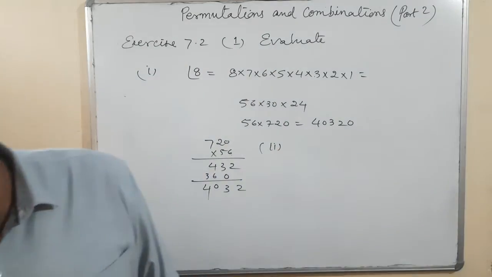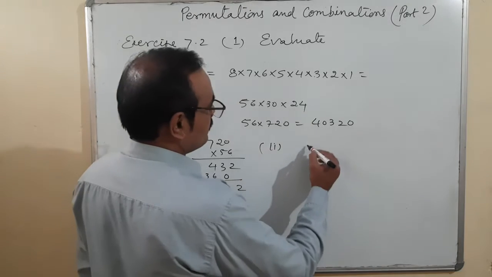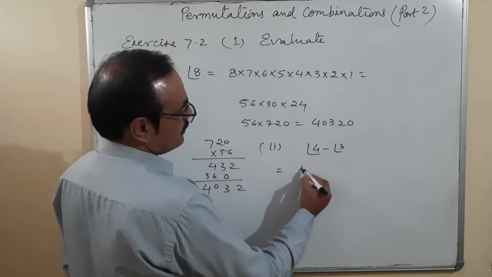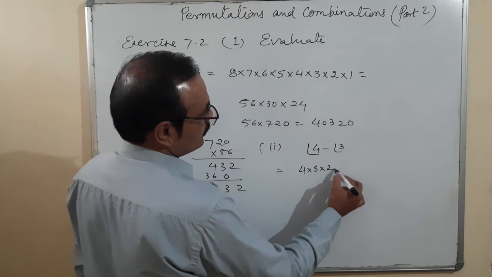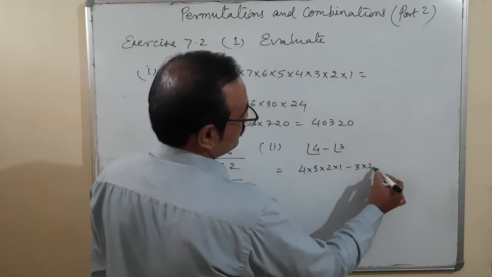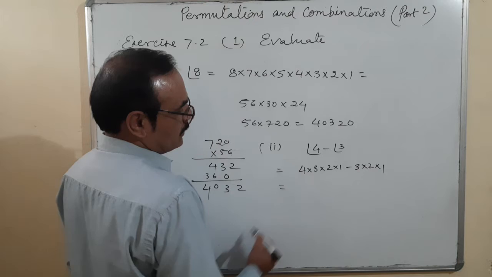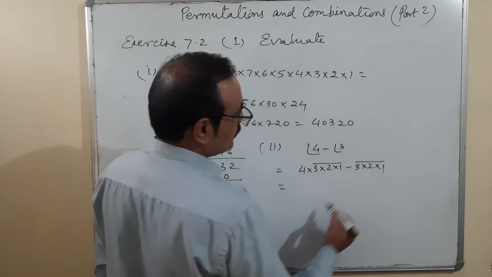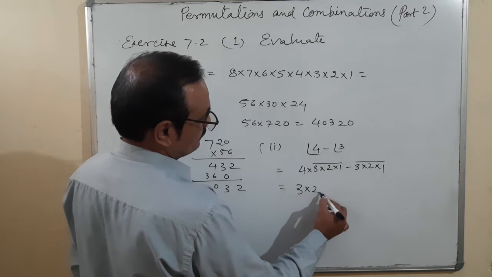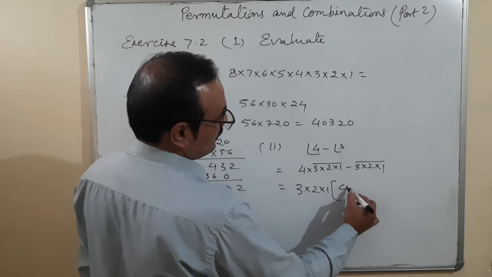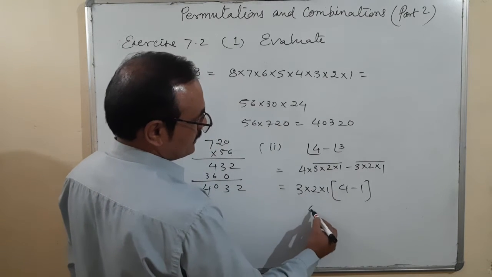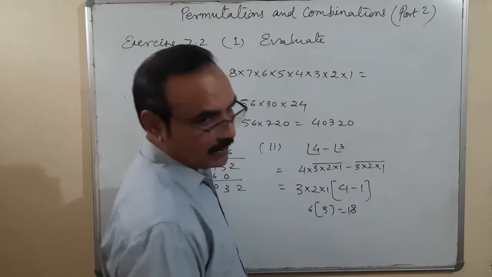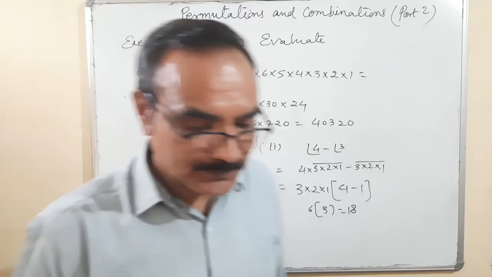Second part: factorial 4 minus factorial 3. How to solve it? 4 into 3 into 2 into 1 minus 3 into 2 into 1. What is the simplest way of calculating it? 3 into 2 into 1 is common. What is left here? 4 minus 1, that is 3. 3 2s are 6, 6 3s are 18. So 18 will be the answer.